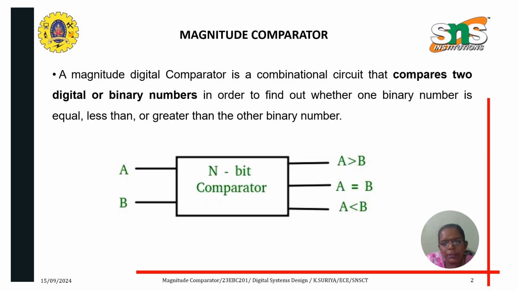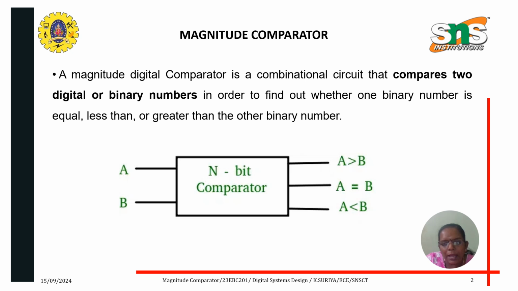Similarly, if the bit in the second number is greater than the corresponding bit in the first number, A less than B output is set to 1 and the circuit immediately determines that the first number is less than the second. If the two corresponding bits are equal, the circuit moves to the next bit position and compares the next pair of bits. This process continues until all the bits have been compared. If at any point in the comparison, the circuit determines that the first number is greater than or less than the second number, the comparison is terminated and the appropriate output is generated.